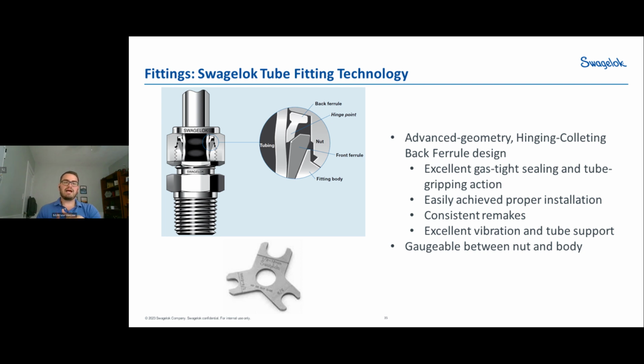So imagine you have a vibration load coming from the top of the slide down the tubing towards that back ferrule. It's going to hit that colleting region first. And what that does is create a dampening type effect in the back ferrule. So you're protecting the stress riser and the rest of the fitting technology from that vibration load, which means you're going to get really great vibration resistance and tube support in that fitting technology.